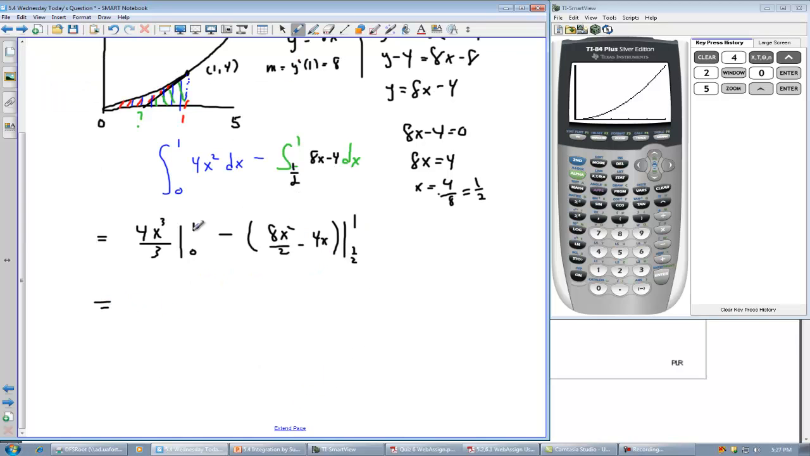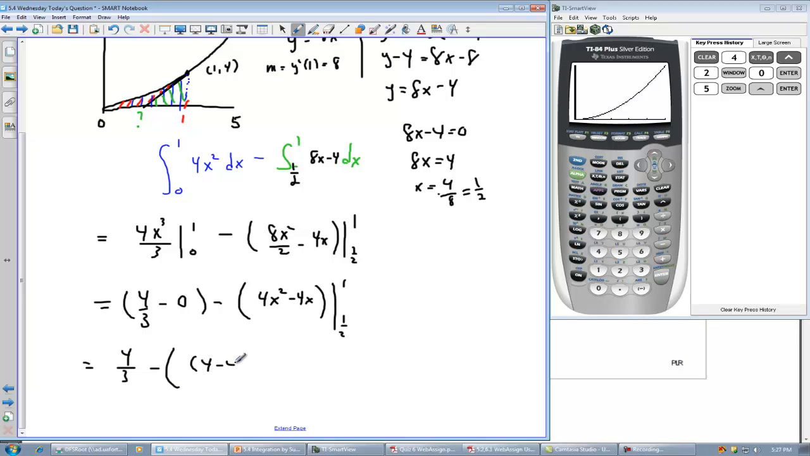Right, so this is equal to, now I can plug in the 1, so I get 4/3 minus, plug in 0, and I get 0 there, so there's that one term. And minus, I can simplify this a little bit, so 8 and 2 will cancel, I get 4x squared minus 4x from 1/2 to 1. And so this is equal to, and I just keep on going, 4/3 minus, and now I plug in a 1, and when I plug in a 1, I get 4 minus 4, which is 0, minus, now I plug in a 1/2, and so I get 4 times 1/2 squared is 1, minus 4 times 1/2 is 2.